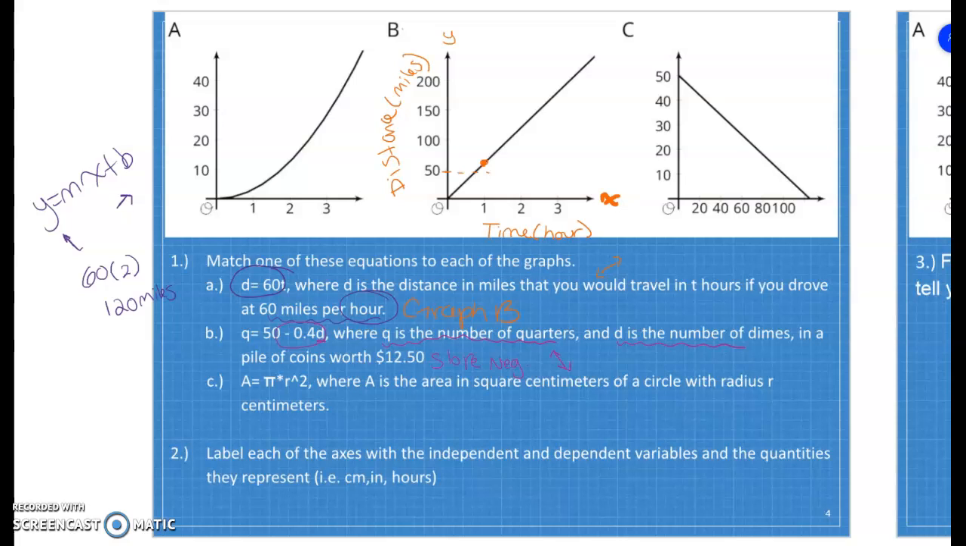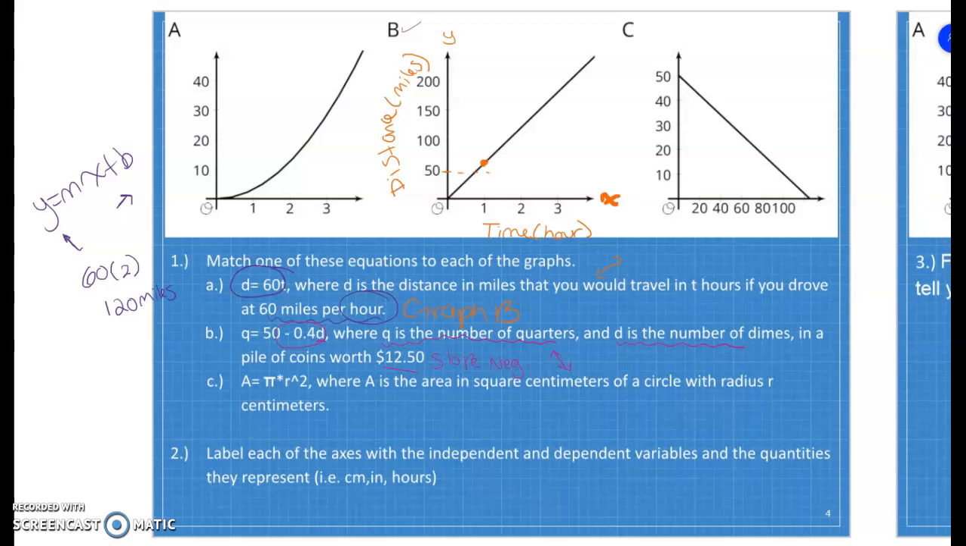B, we already found. A, let's see. Well, if I have 1 dime, because our x-axis is going to be dimes, do I have less than 10 quarters? I know a quarter is 25 cents. If I have less than 10 quarters, I'm going to have a lot less money and not go anywhere near $12.50. So A can't be an option. C is going to be our best bet here.